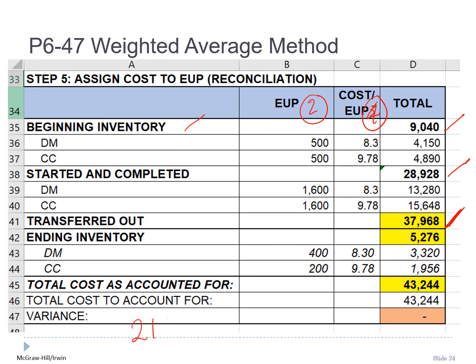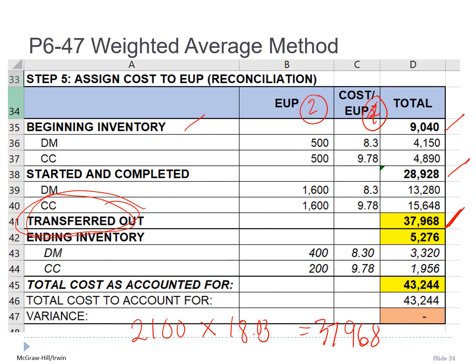Yan. So 21 multiply by the total cost. I think that's 18 yata. 18.03 if I'm not mistaken. So that will be also 37,968. So ibig sabihin, kahit hindi na separating computation for beginning inventory, started, completed, dito ka na lang mag-compute sa transferred out. Same lang yung makukuha mong sagot. Ito lang kasi importante. 37,968.